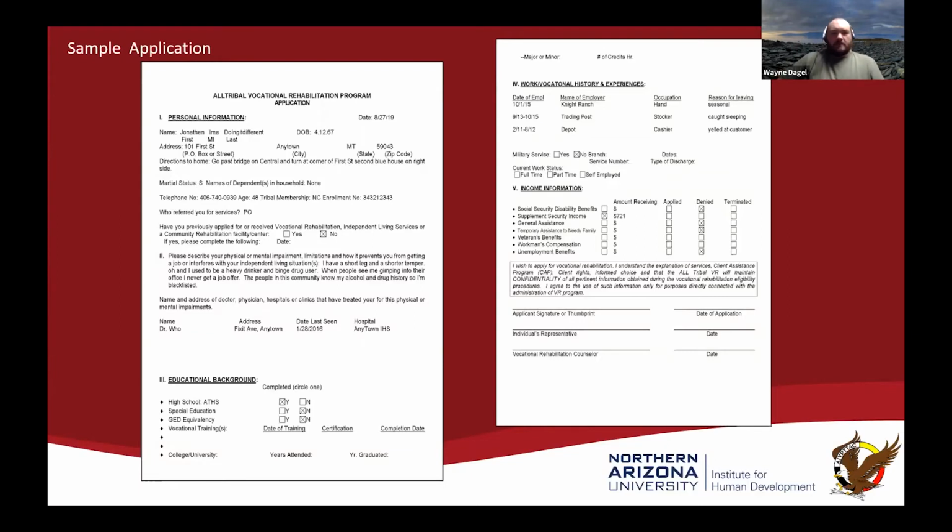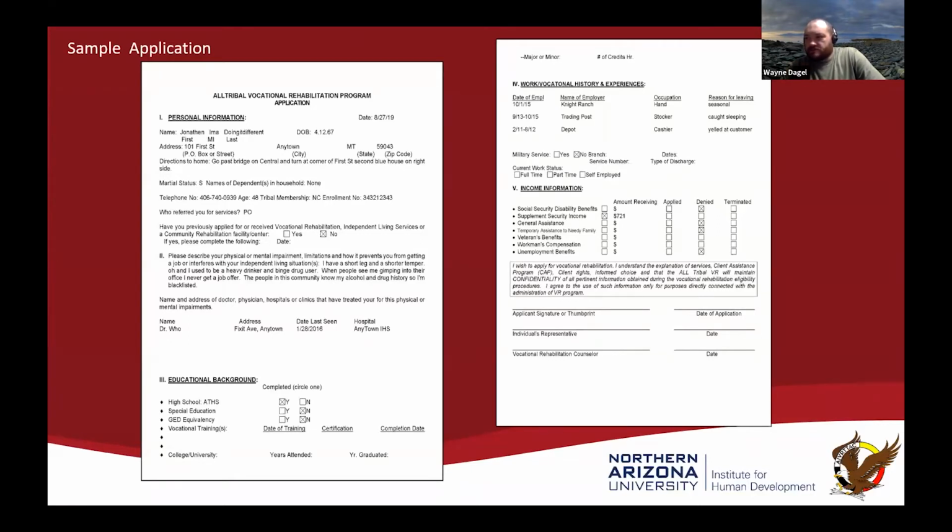This is an example of an application, and this is where you start to see where we get directions to homes. We have the actual street address on this one. We have a birth date, and that's it. There's no Social Security information gathered on this one. It talks about the marital status, dependents, the telephone numbers, all the demographic stuff is there, tribal enrollment number.